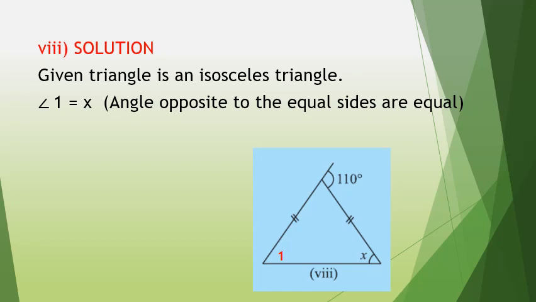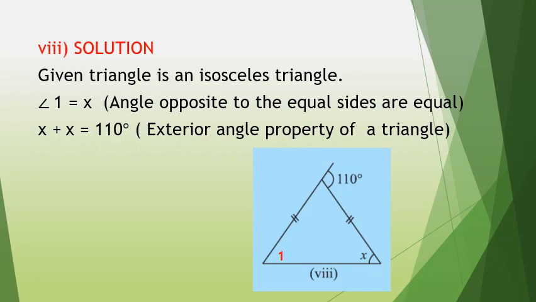Now by the exterior angle property of a triangle we can proceed. What is meant by the exterior angle property of a triangle? An exterior angle of a triangle is equal to the sum of its opposite interior angles. Hence we can write x plus angle 1 equals 110 degrees. Substitute the value of angle 1. Hence we get x plus x equals 110 degrees, or 2x equals 110 degrees, that is x equals 110 by 2, that is equal to 55 degrees.